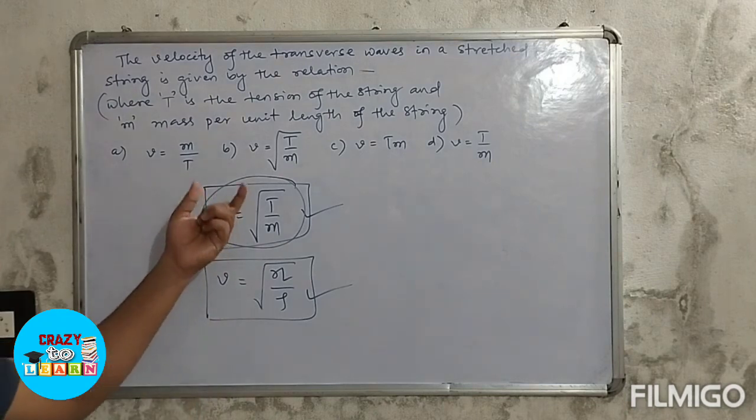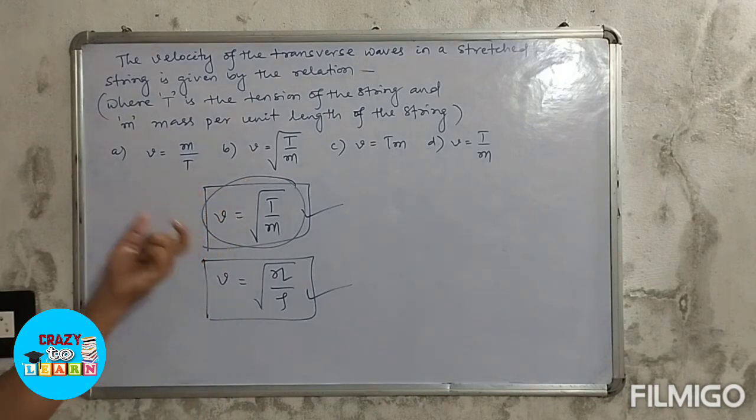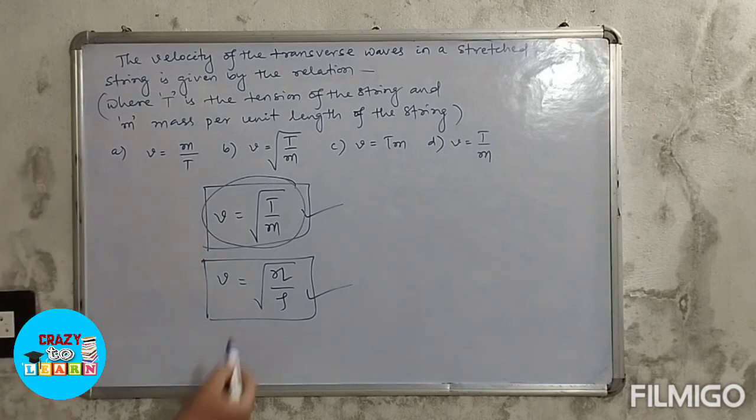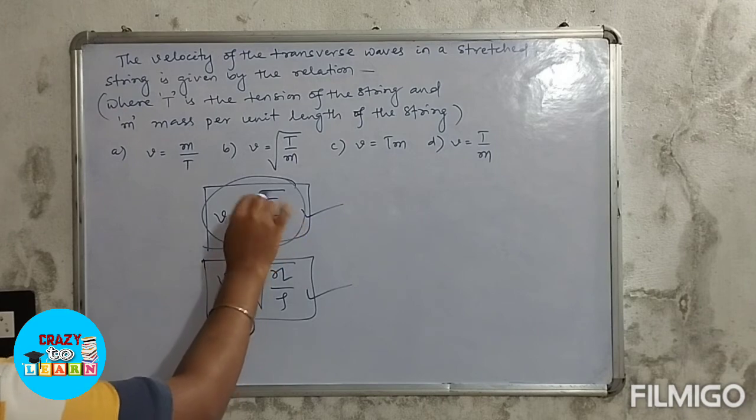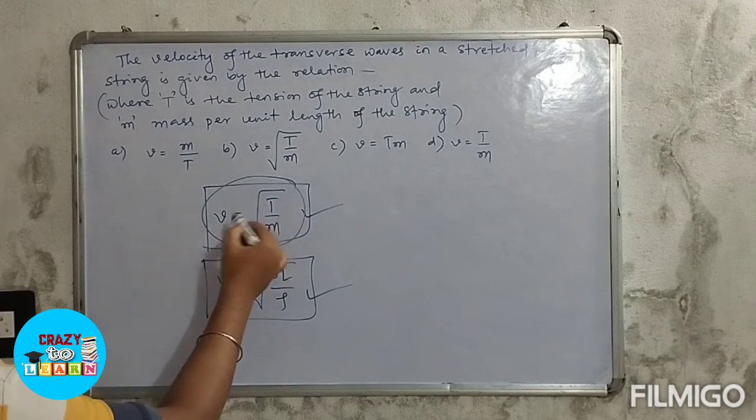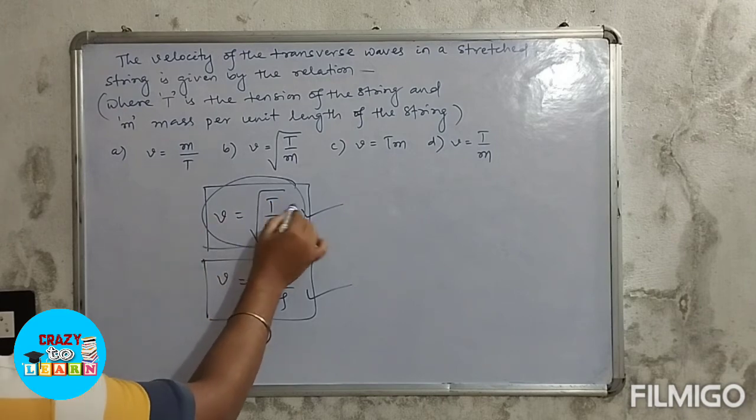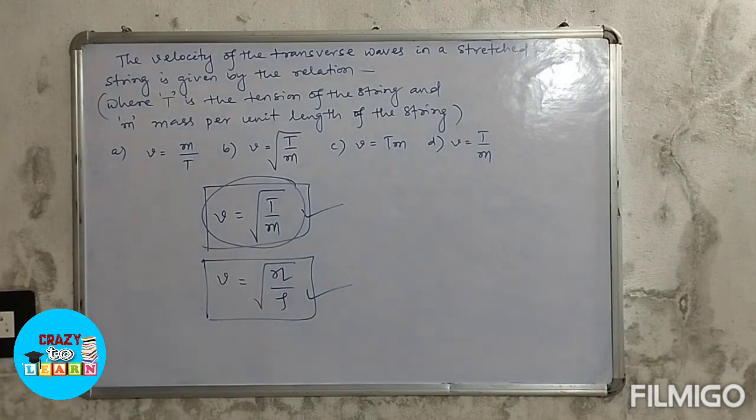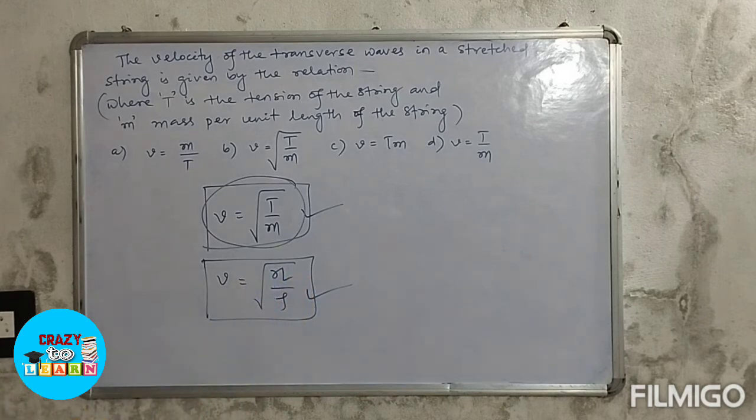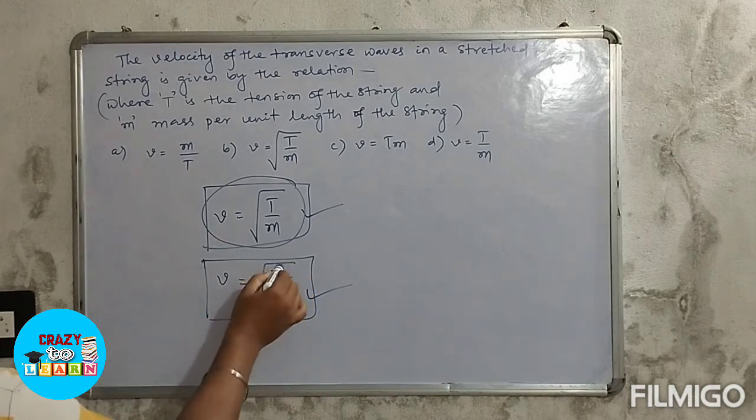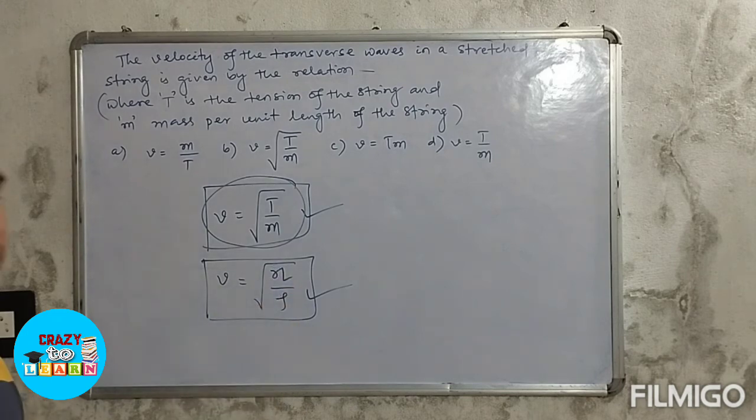Okay, when the velocity of the transverse wave in case of stretched string is asked to you, then we have to know about the tension of the string and mass per unit length. Then velocity is square root of tension of the string divided by mass per unit length. And when the rigidity modulus is given to you and density of the material is given to you, in that case square root of eta by rho. Clear?